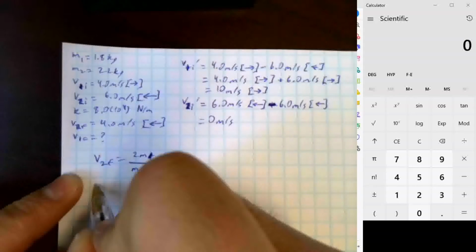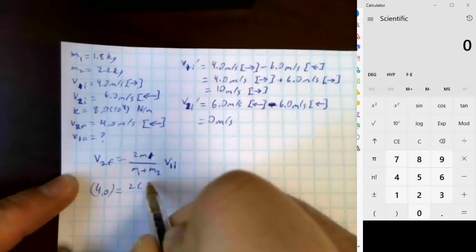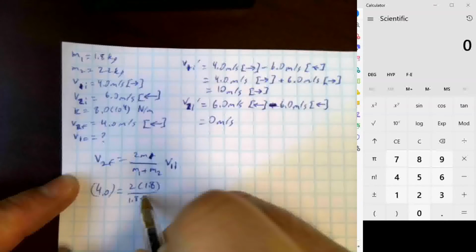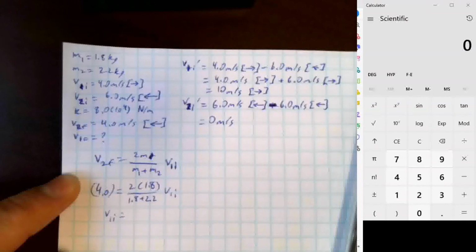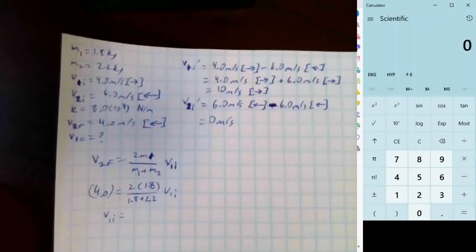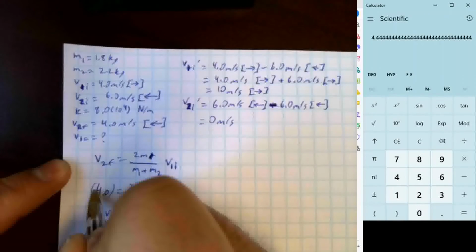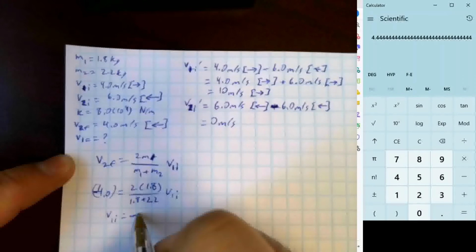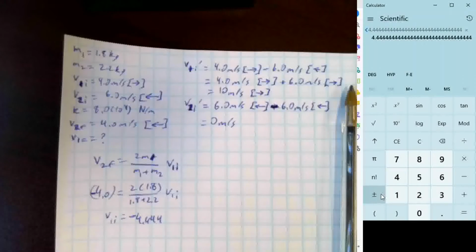So 4.0 equals 2 times 1.8 over 1.8 plus 2.2 times V1I, and that's going to be 4 times, 1.8 plus 2.2 is 4, divided by 2 divided by 1.8, which gets me to 4.444. Now, one thing I did forget is that this is negative because this is going to the left. So I'll have a negative 4.444. So I'll make this negative by multiplying by -1.